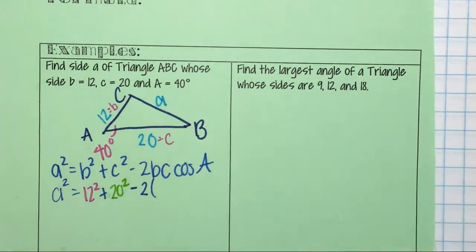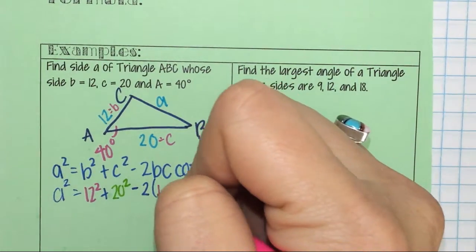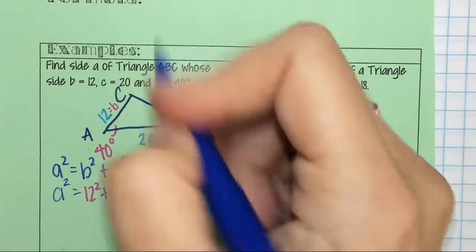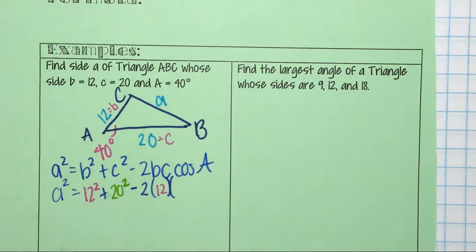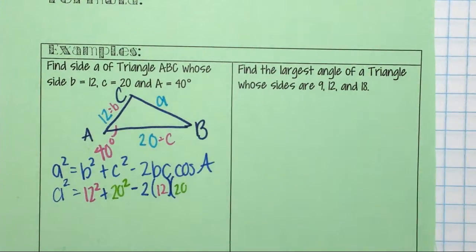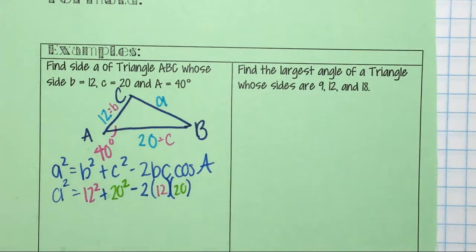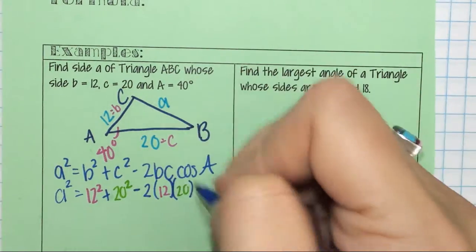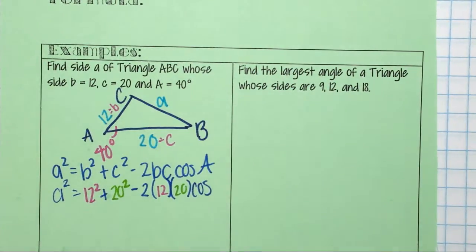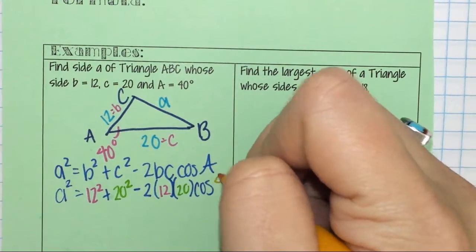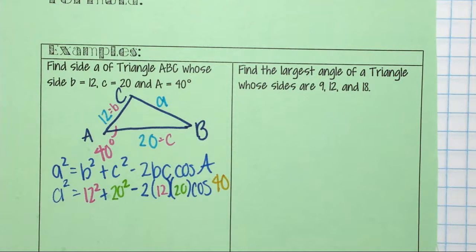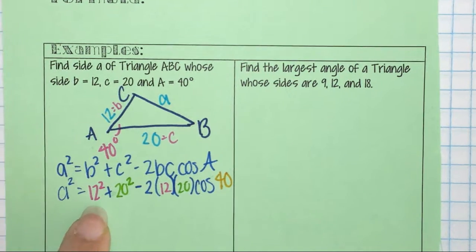Minus 2 times 12 times 20, because that's C, times the cosine of 40, which is A. So far, not too terrible. You're just plugging into a formula. It's magic. All right, now we need to square everything.